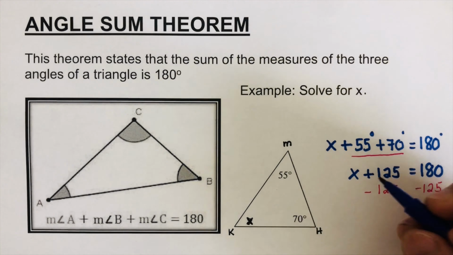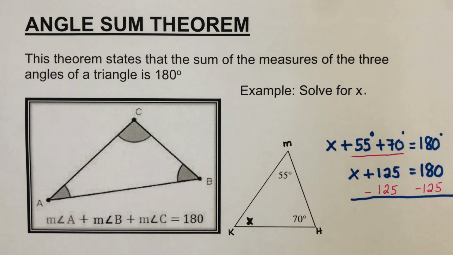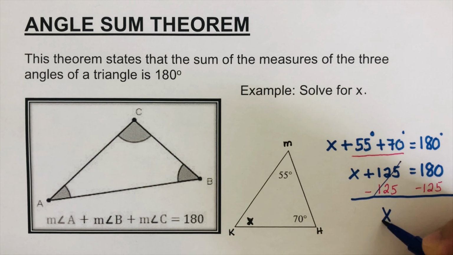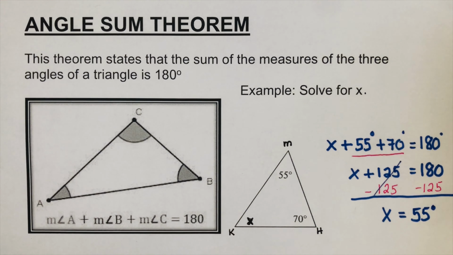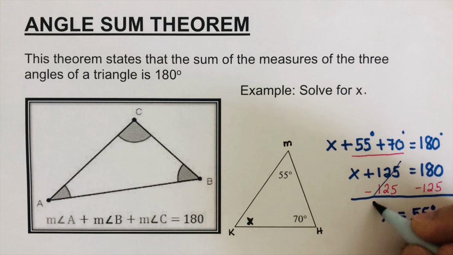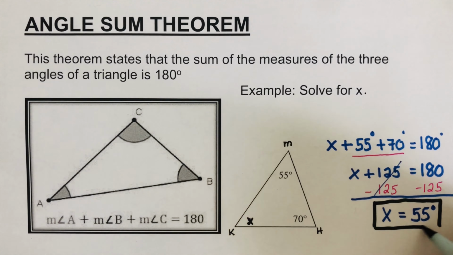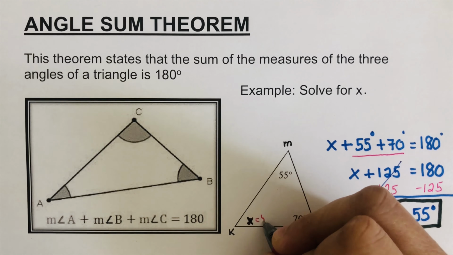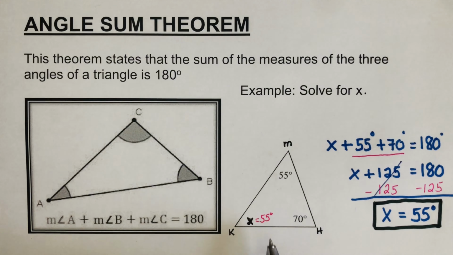Then we can go ahead and cross out 125 and 125. So it gets crossed out. Then we are left with X is equal to 55 degrees. So this X that we have right here is actually 55 degrees. We're going to label that over here. This one is 55 degrees. And this makes sense because 55 plus 55 plus 70 is 180. That is based on the angle sum theorem.